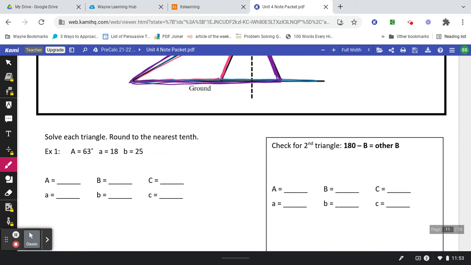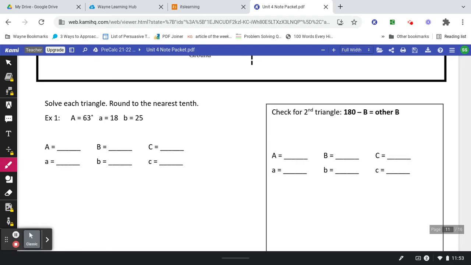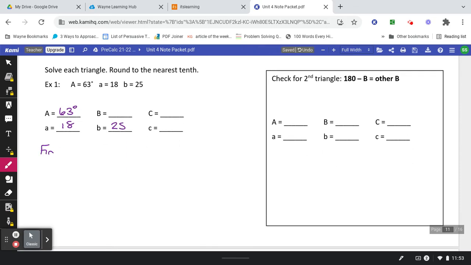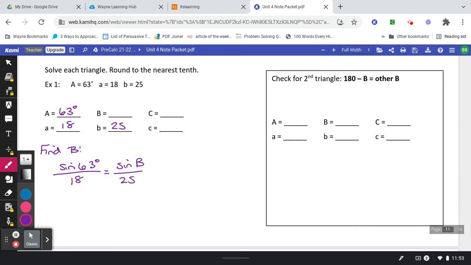Let's take a look at this first problem. Example 1, solve each triangle, round to the nearest tenth. So we'll put our information in where it goes. And then our job is to find B. We'll use the law of sines. And when I set this up, I'm going to cross multiply and divide. So I'm going to take 25, times it by the sine of 63, divided by the 18. So cross multiply and divide, just like we've done before.